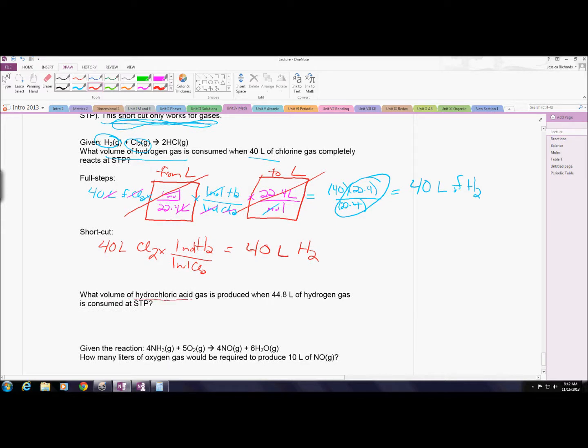What volume of hydrochloric acid gas, so what volume of HCl gas is produced from 44.8 liters of hydrogen, and I'm starting with 44.8 liters of hydrogen. I can skip converting it to moles and just use the ratio from my equation. For every 1 mole of hydrogen, I produce 2 moles of HCl. 2 times 44.8 is going to give me 89.6 liters of HCl. That's the shortcut.